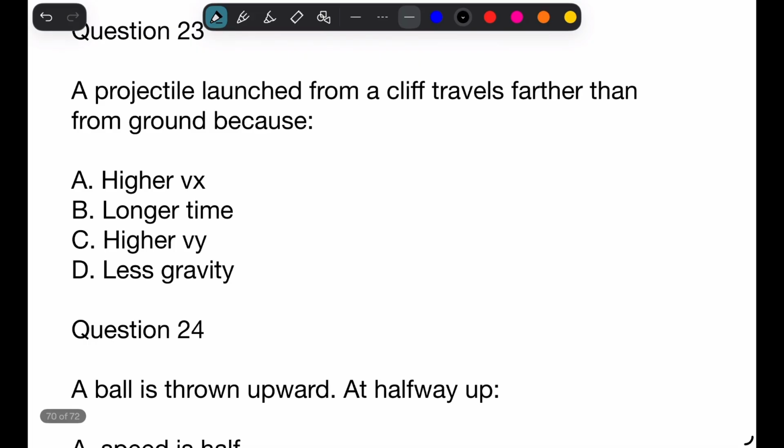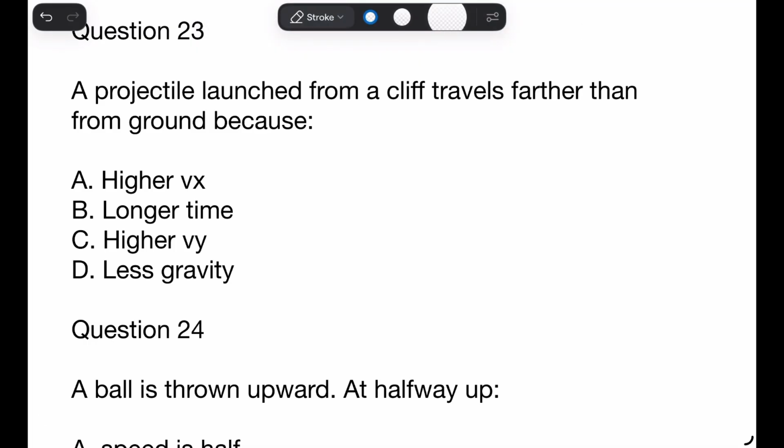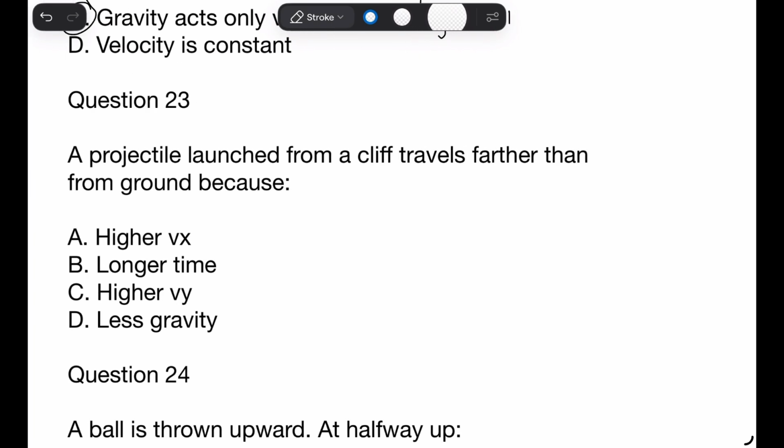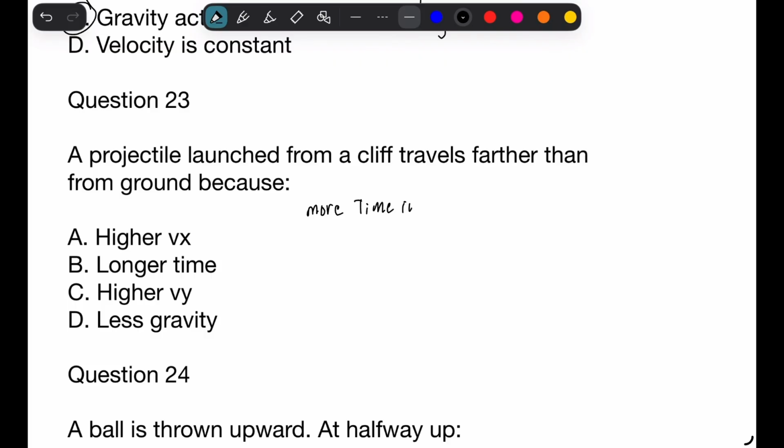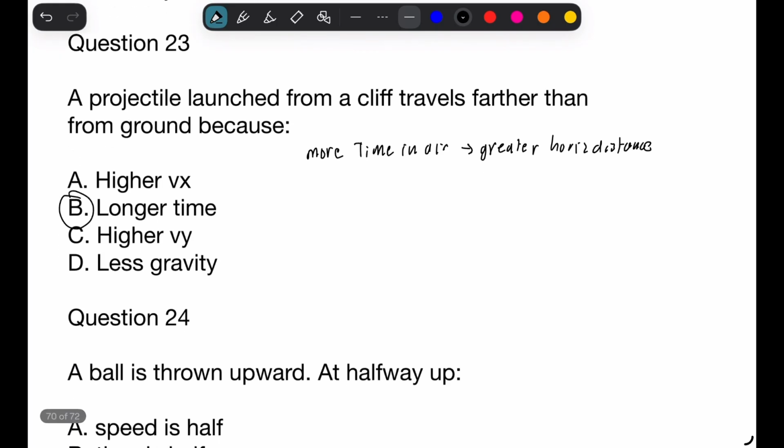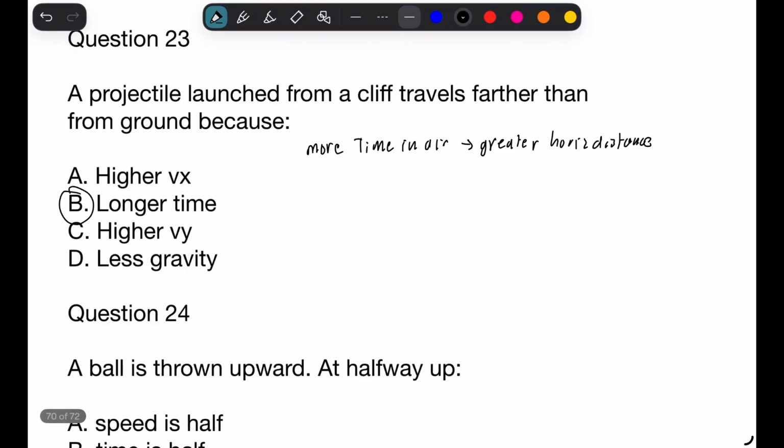A projectile launched from a cliff travels farther than from the ground, because why? Well, if you have more time in the air, that means you have a greater horizontal distance. So that's going to mean you have a longer time. If you have an increased time of flight, that's going to mean an increased range.